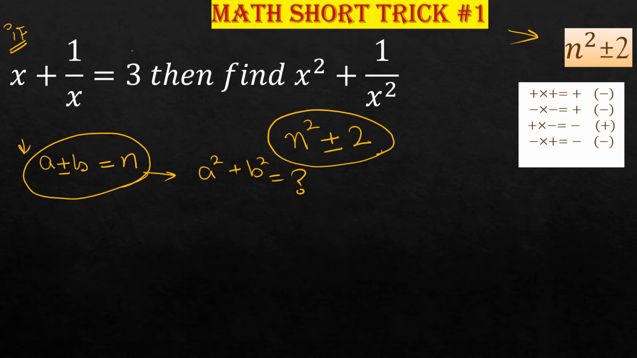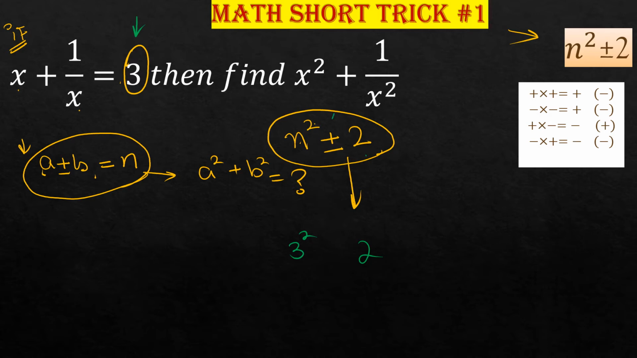Now n is the number which is written after the equal sign. So here you have x, which is a, and 1 over x, which is b. And n is the number which is written after the equal sign. So you have to memorize the expression n square plus or minus 2. Let's see how we can choose n. n is the number written after the equal sign. It is 3 square, and this 2 is written over here.